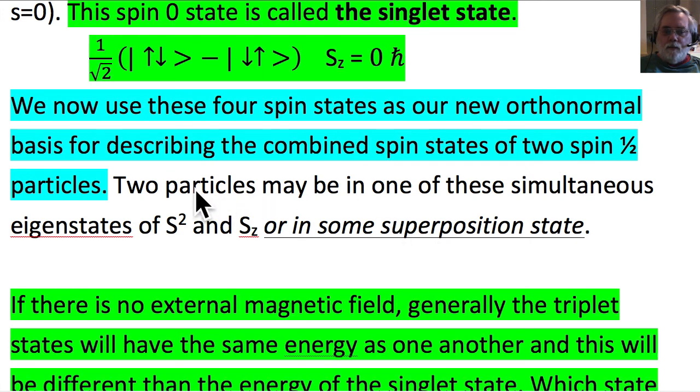From here out, we're going to use these 4 spin states as our new orthonormal basis for describing the combined spin states of 2 spin 1/2 particles. You can verify that each of the 4 is normalized and that they're all orthogonal to one another. So 2 particles may be in one of these simultaneous eigenstates of S squared and SZ, or in some superposition state.